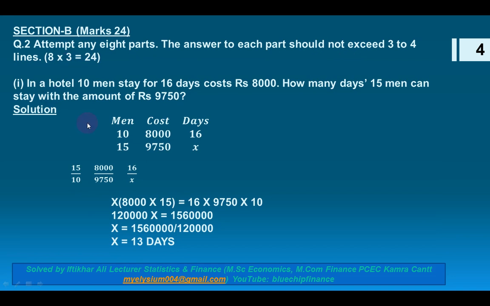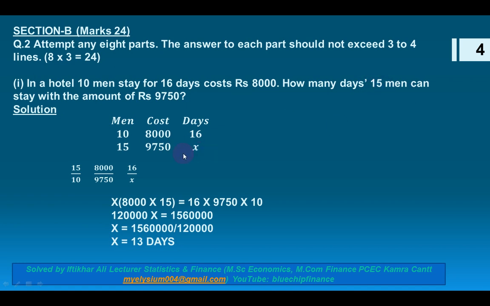First question is: in a hotel 10 men stay for 16 days, cost rupees 8,000. How many days can 15 men stay with the amount of rupees 9,750? So it is the case of proportion. What are the variables? In a hotel 10 men stay for 16 days, cost rupees 8,000, how many days are missing?